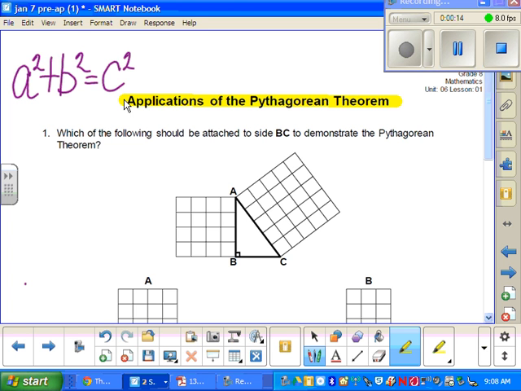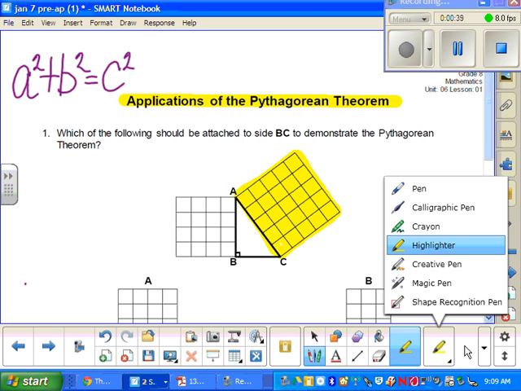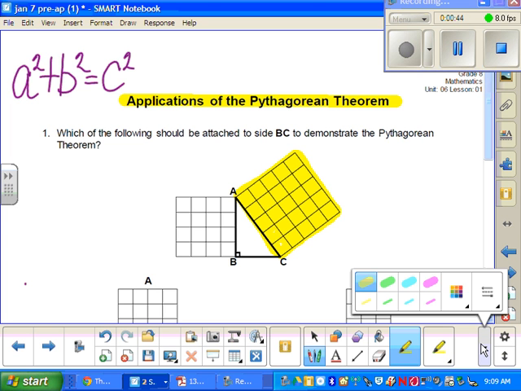All right, let's go ahead and get started. We're talking about the Pythagorean Theorem. The first thing I want to tell you is that the man who created this, his idea was that he found that the area of the square that's above the hypotenuse, this is the one you see highlighted, is equal to the sum of the area of the two squares that make up the legs.